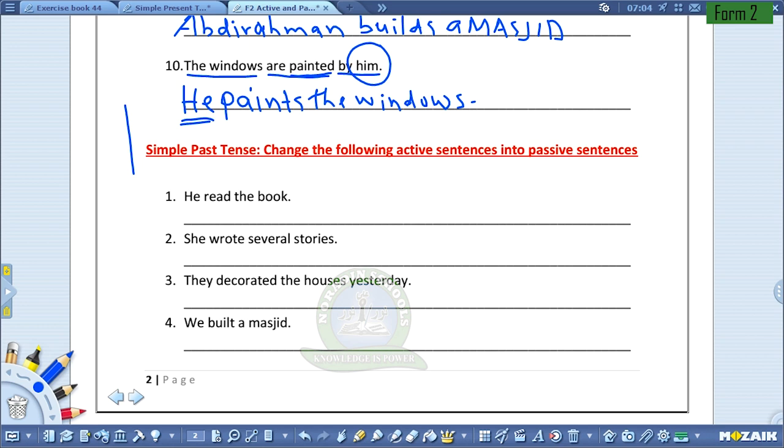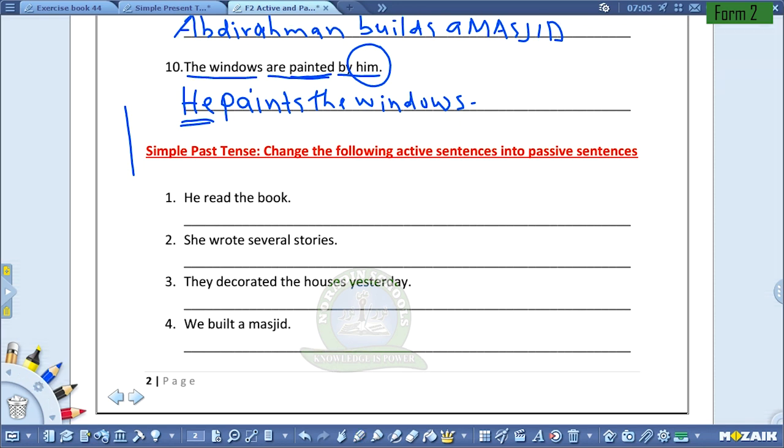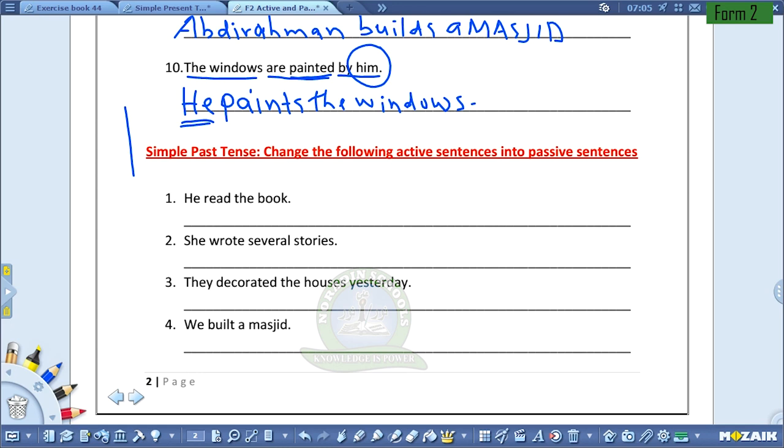Simple past tense, change the following active sentences into passive sentences. He read. Before we start, you have to keep in mind, if the subject is singular, we use was, and if the subject is plural, we use were when we change from simple past active sentences into passive sentences. So in here we have, he read the book.